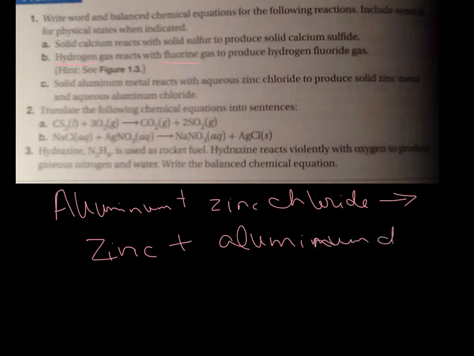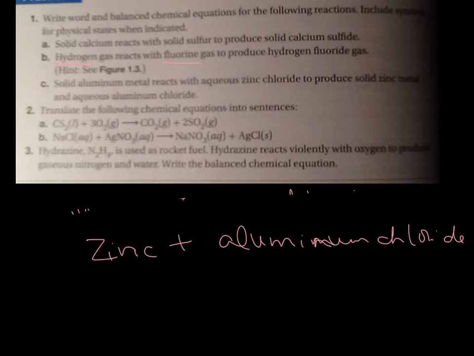Aluminum chloride. Now, when we do the symbols, we'll write in the solid, liquid, or aqueous states, or the states of matter. So if I erase this now, this is the word equation. Let's erase this, and we're going to do the symbols now.